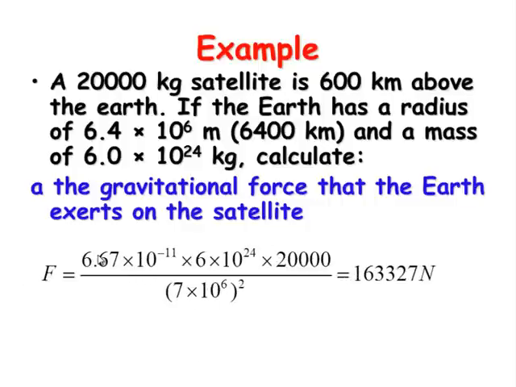Substituting in, we've got G m m over r squared, so we're now 7 times 10 to the 6 meters above the center of the Earth. And that gives us a huge force of 163,000 newtons. So it's quite a large force, but keep in mind we've also got two large objects, 20,000 kilograms and 6 times 10 to the 24 kilograms.